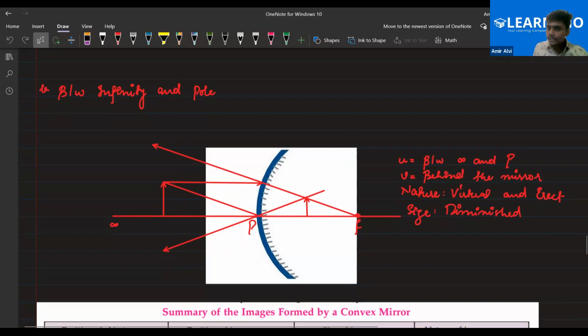Yes, sir. If I extend in the backward direction, as you can see, this is reflected ray 1, this is reflected ray 2. They are not going to meet at all. So that's why we have to extend in the backward direction. If we extend in the backward direction, you can see there is a point of intersection, and this point of intersection will be called the image of the object. Clear? Okay, sir. Clear.